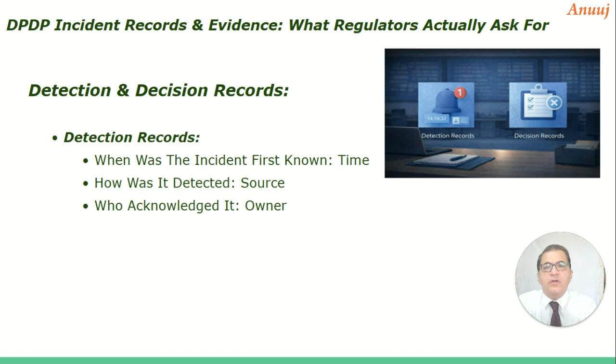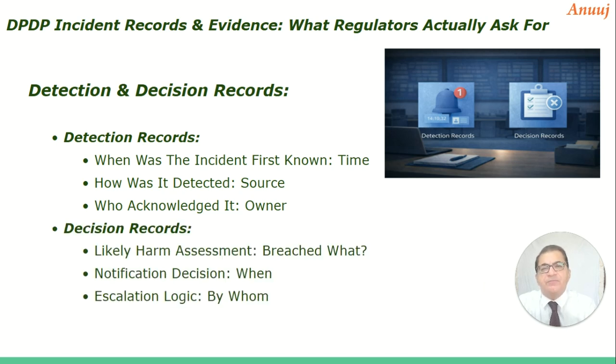Once we know how it got detected, when it got detected, who detected it, what decisions were taken? Did you do a harm assessment? What was breached? What was the impact? Did you check any notifications? When did you send notifications? Did you escalate to anyone? Who was supposed to escalate? The owner. Who escalated? We need to know that, right? We are documenting. We are just creating an evidence.